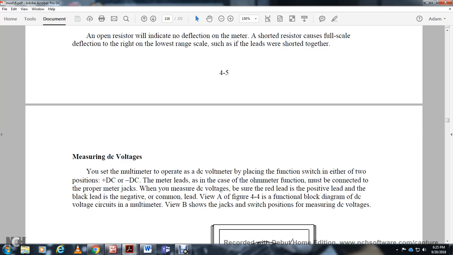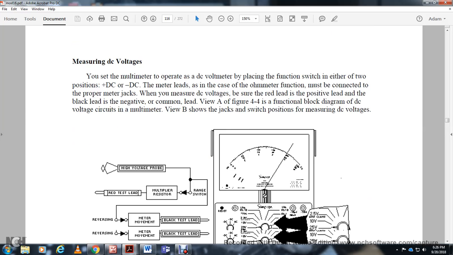Alright, measuring DC voltage. With the multimeter, set the function switch to the DC volt position, either DC positive or DC negative. The ohmmeter function must not be used; the leads must be connected properly to measure DC voltage. The red lead is the positive lead and the black lead is negative. The common lead is shown in figure A, in figure 44 with the function block diagram. For DC voltage, the multimeter in figure B shows the switch position for DC voltage.